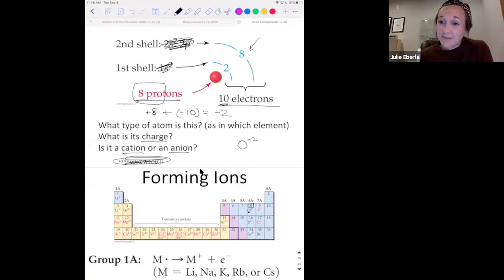Not a cation. Cations are when you lose electrons. Here we have gained. The neutral atom would have had 8 protons and 8 electrons. That's the neutral atom. But here we have 8 protons, 10 electrons. So it's no longer neutral. We gained 2 electrons. So this is an anion. Anions have negative charge because they've gained electrons. Cations have positive charge because they've lost electrons.